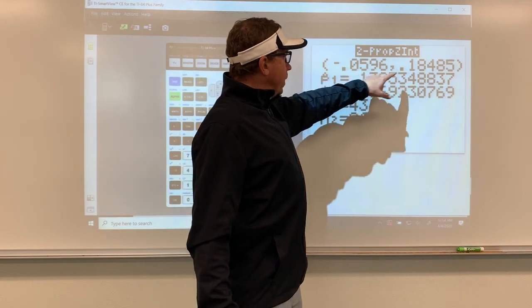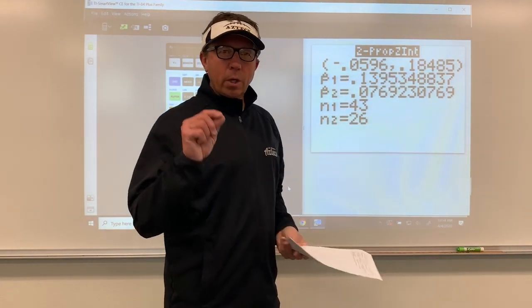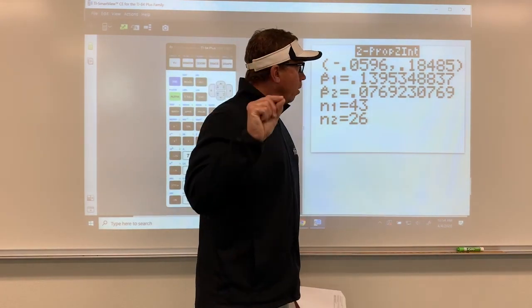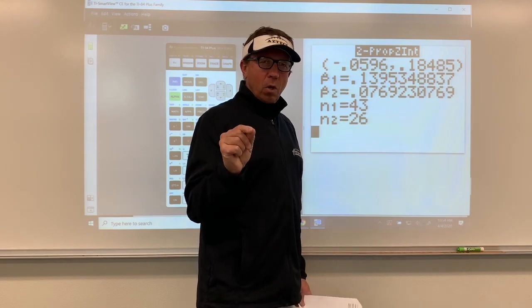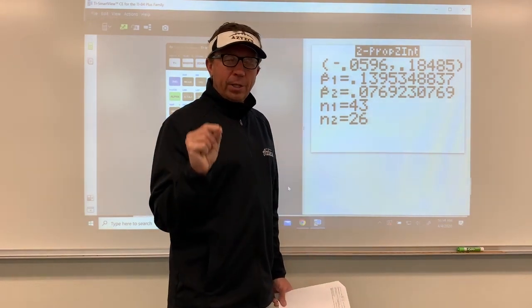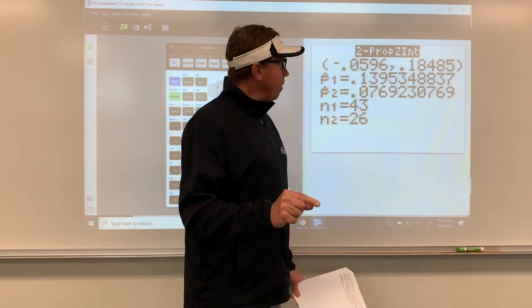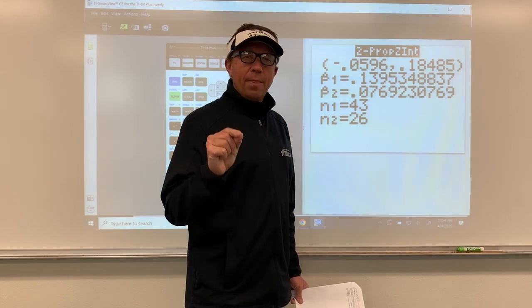So is 0 in the interval? Absolutely, 0 is in the interval. So our conclusion is to fail to reject H0 because 0 is in the interval. We have insufficient evidence to suggest that meat eaters have a higher cancer rate than vegetarians.